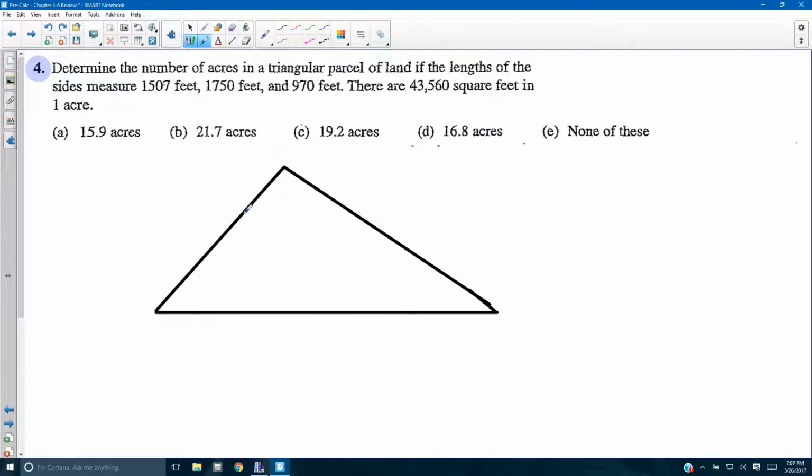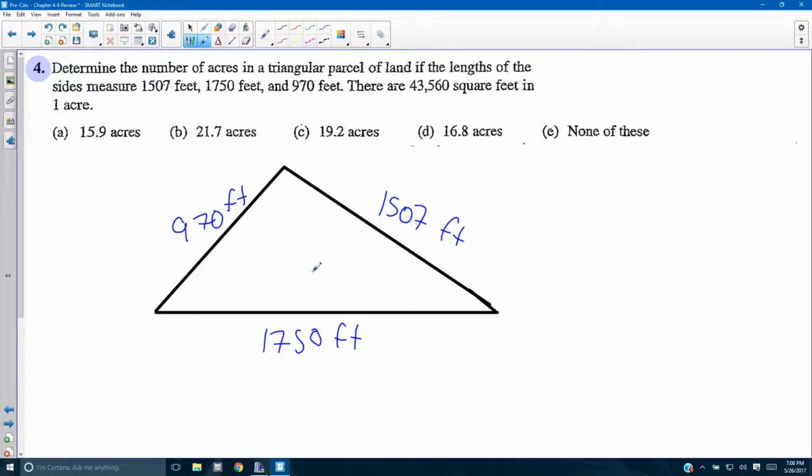Converting from square feet to acres. So we're going to find area first. 1507, 1750, and 970. Just to be accurate enough, I'm going to do these in order: this is the smallest one, this is the next smallest one, and then here's the largest one. Okay, so what I have to do here is find this area.